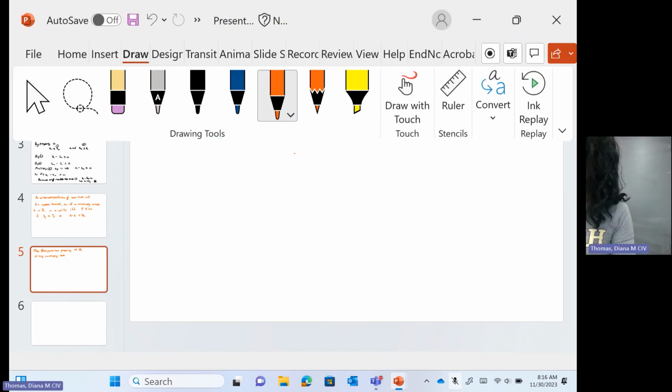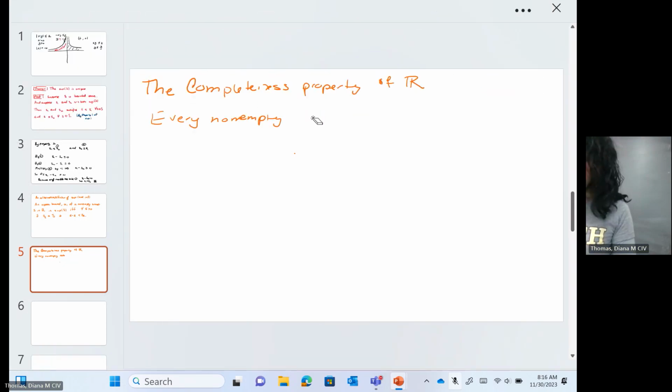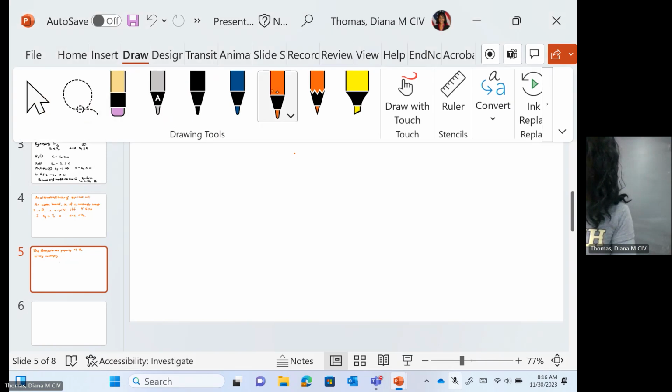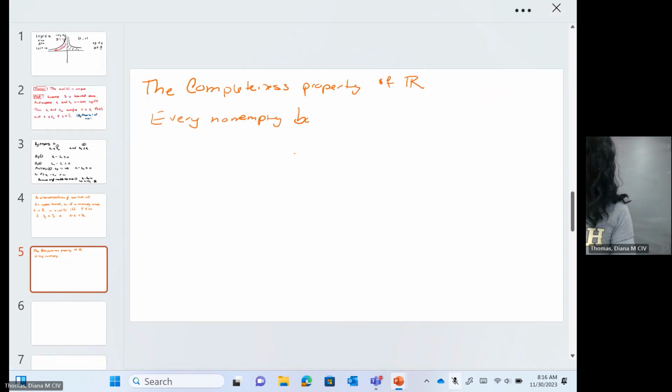I need to erase this. This might seem so obvious.